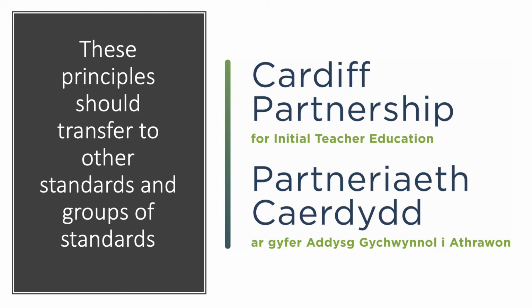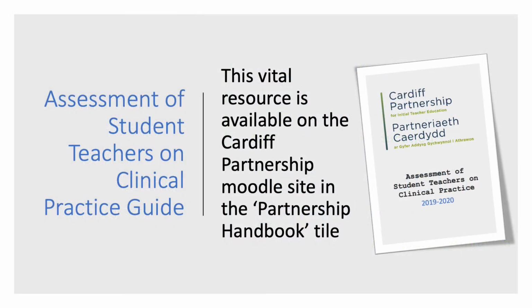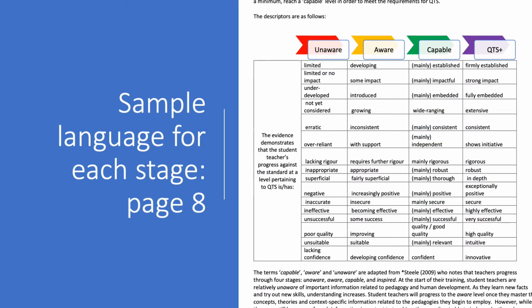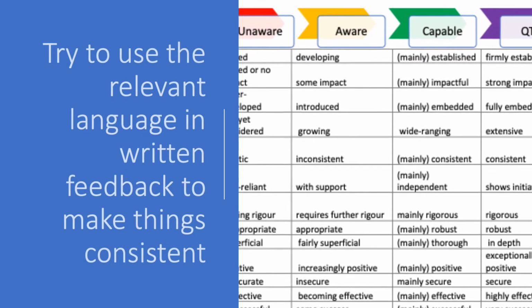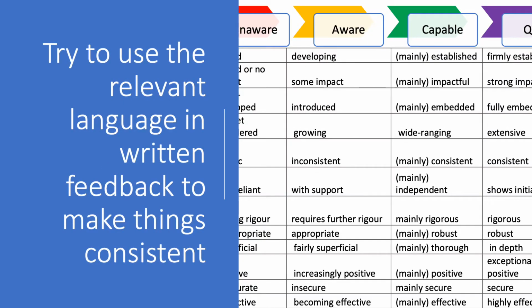The key thing to look for here is the Assessment of Student Teachers on Clinical Practice Guide, which is available in the Cardiff Partnership area of Moodle. In that book is a really helpful table of the sort of language you would be using when discussing students at particular levels. And that language is really handy for crystallising your thinking about where people are. And therefore, it's good practice to try and use that language at every opportunity when giving written feedback in the formative comment books or on learning and teaching observation forms.